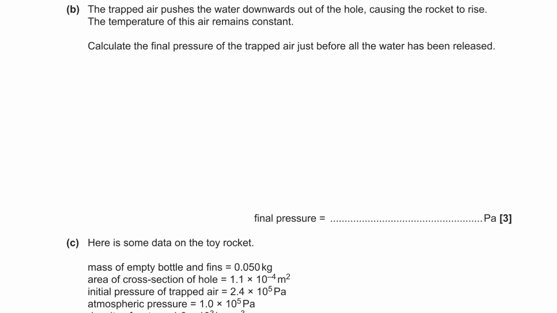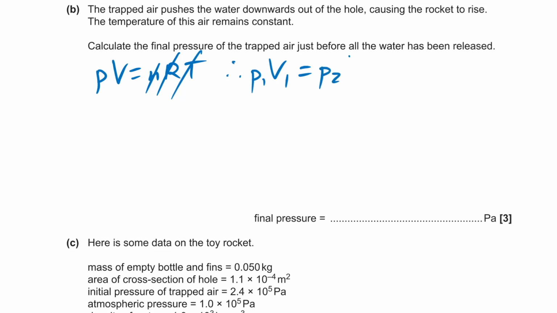Calculate the final pressure of the trapped air just before all the water has been released. We know the volume is going to expand to the full 1.5 litres afterwards. Actually, we don't need to turn that into metres cubed. Why is that? Let's look at PV equals nRT. What's staying the same? The number of moles is, the gas constant is, and we're told the temperature remains constant as well. So we can say that P1V1 is equal to P2V2. We're looking for the final pressure, so that is equal to P1V1 divided by V2.